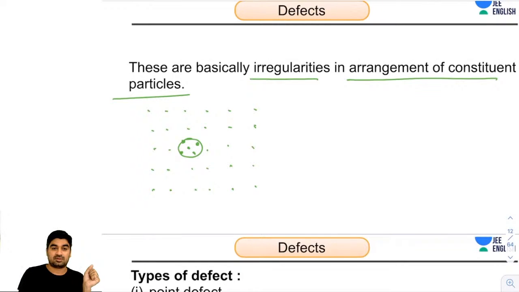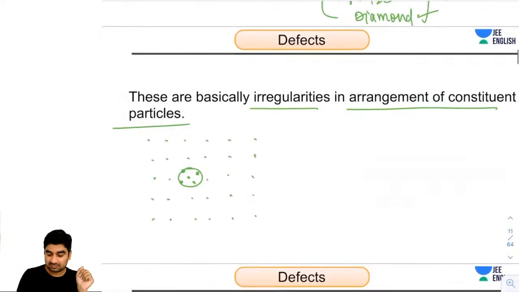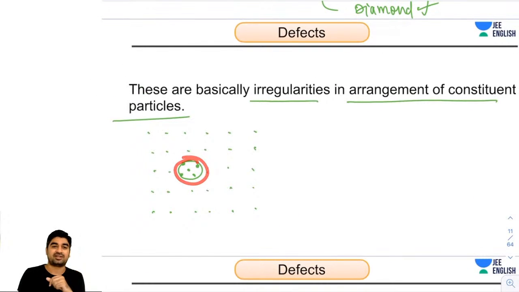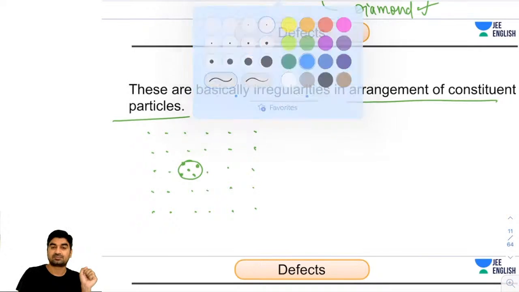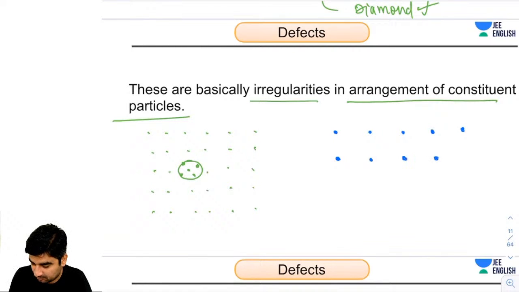So defects are of how many types? We have two types of defect. One is called point defect, another is called line defect. What is point defect? If the defect is around a point, then it is called point defect, because in this crystal you can see defects are only around this point. What is line defect? Now I will explain the line defect. Suppose I'm making the perfect crystal, guys.